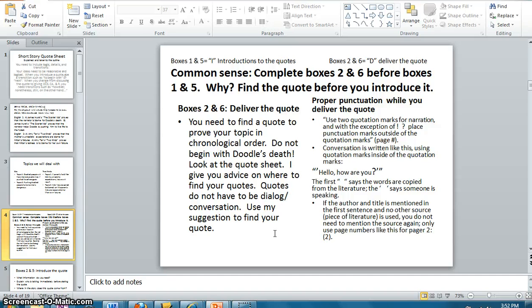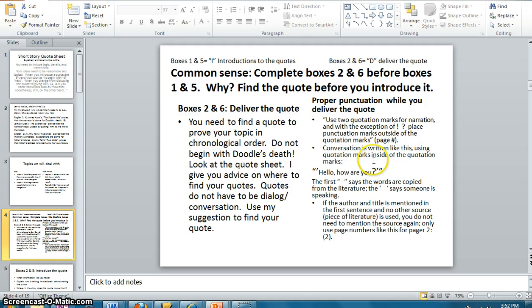Okay, so let's look at the other side. Use quotation marks for narration, and with the exception of exclamation marks or question marks, place the punctuation marks outside of the quotation marks. This side of the page is just telling you how to write the quotation correctly.